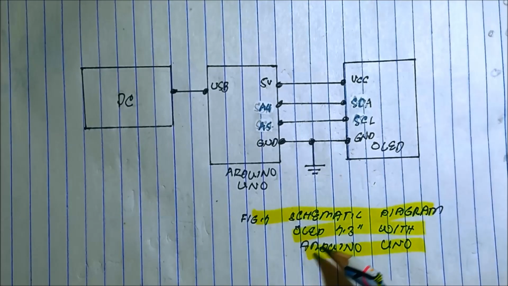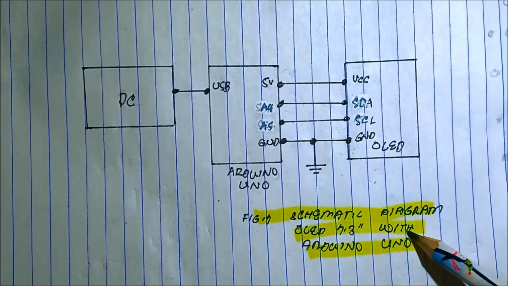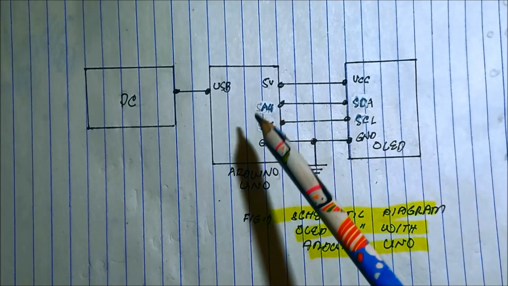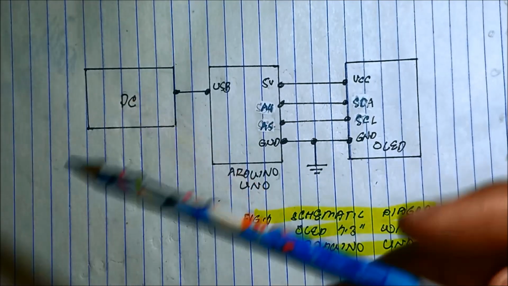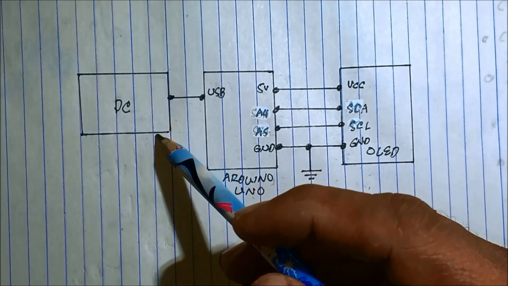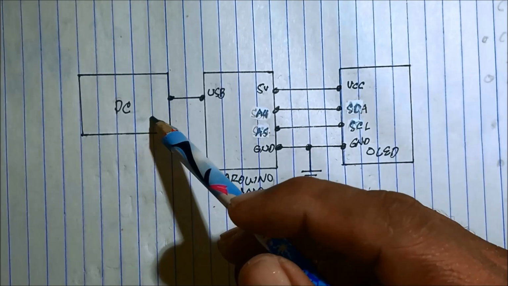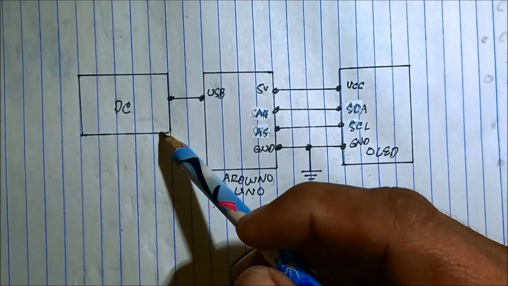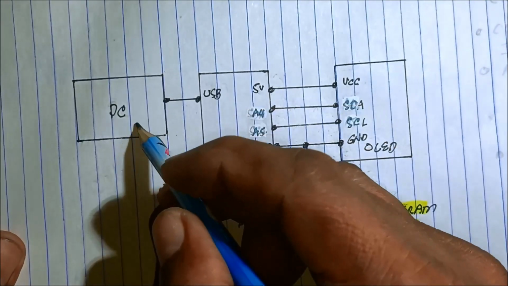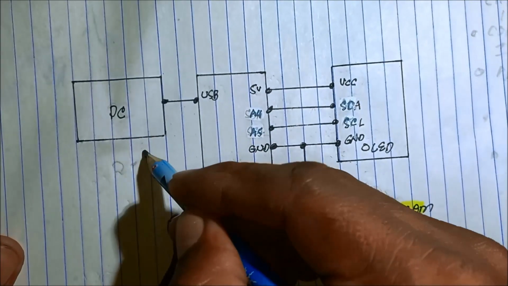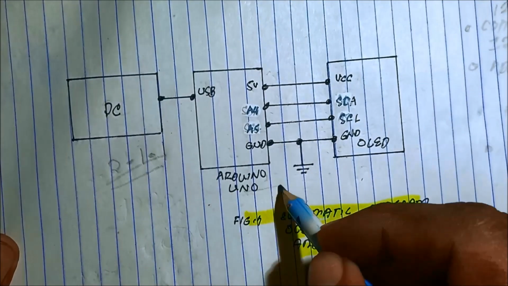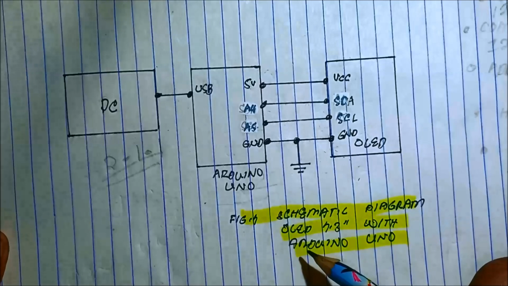Now the schematic diagram, OLED 1.3 inches with Arduino Uno. So this is the OLED display, the Arduino Uno, and then the computer. The computer is used for coding: it programs the code and uploads it to the Arduino Uno. I'm using Arduino IDE version 2.1.1, the version of the Arduino IDE used in the code.